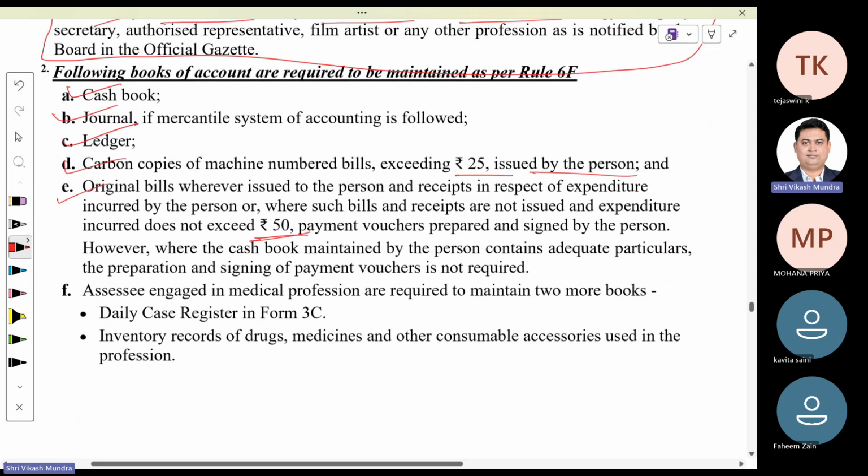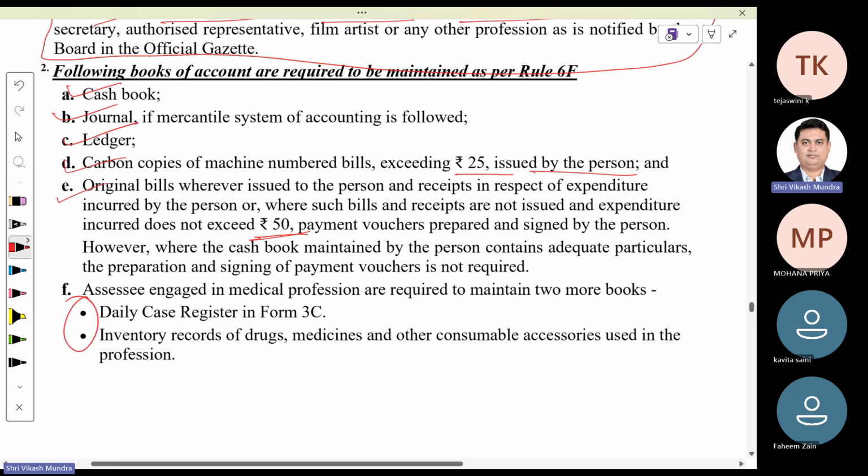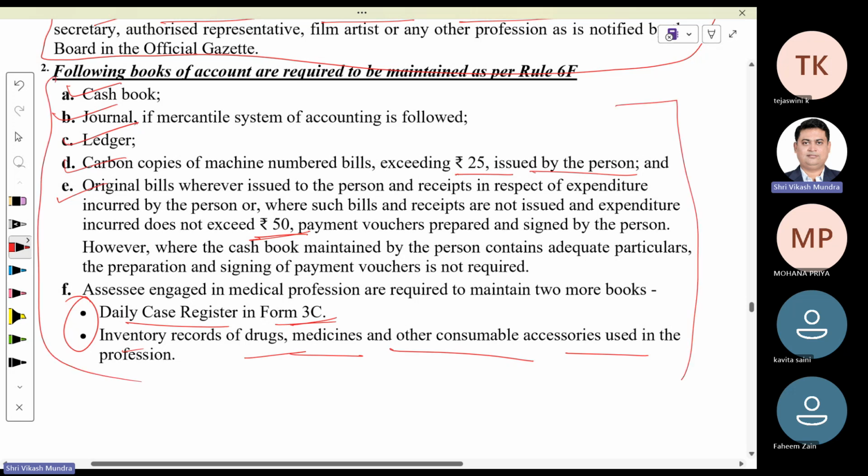Further, if I am engaged in the medical profession, then 2 more documents I am required to maintain. I am required to maintain a daily case register, which should be in Form number 3C, and an inventory record of drugs or medicine and other consumable accessories used in the profession. I am supposed to maintain these books of accounts if I am a specified professional, and my gross receipt from the profession in each of the last 3 years exceeds rupees 1 lakh 50,000. Then I am supposed to maintain these books of accounts. Is it clear?